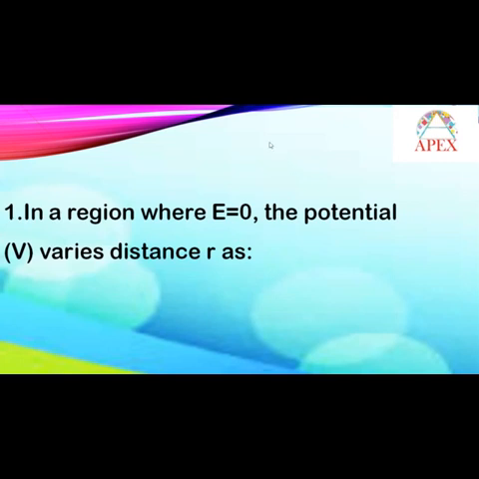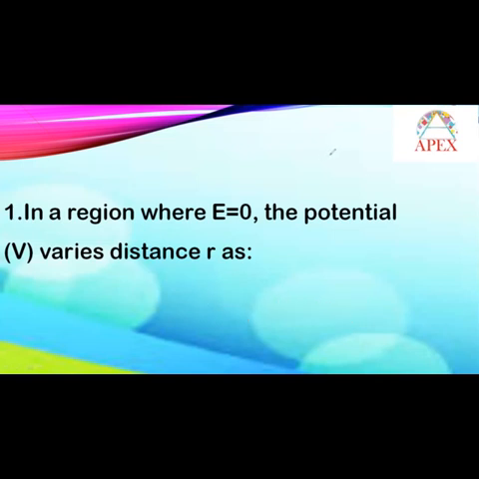So in this question, it is given that E is equal to 0, when electric field intensity is 0. So what is the relation between potential and electric field intensity? That is V equal to minus integral E bar dot dr bar. Even if E is 0, by taking integration for that, it becomes constant. That means when E is equal to 0, potential remains constant.